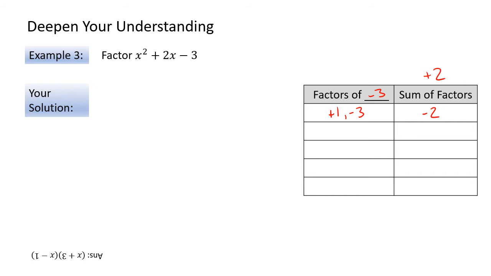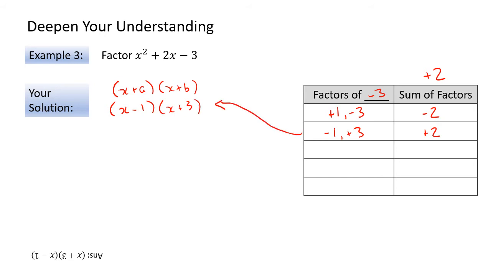So we're close, right? If we flip that and we go negative 1 and positive 3, negative 1 times positive 3 is negative 3. Adding those two numbers together gives us positive 2. So that matches our value here. So now we can simply write it. We have x plus a times x plus b. And knowing those two factors, that's the same as x minus 1 and x plus 3. You simply take it from there and substitute it in. Okay?